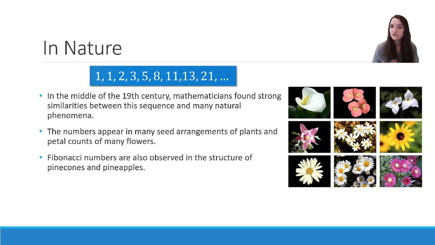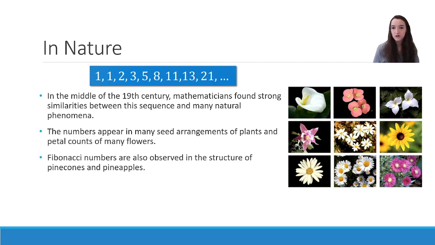The first is actually in nature. So in the middle of the 19th century, mathematicians found strong similarities between this sequence and many natural phenomena. The numbers appear in seed arrangements of plants and petal counts of flowers, the structure of pine cones and pineapples, in the number of leaves on a vine, etc. All of these things in nature happen to maybe coincidentally have these Fibonacci numbers.